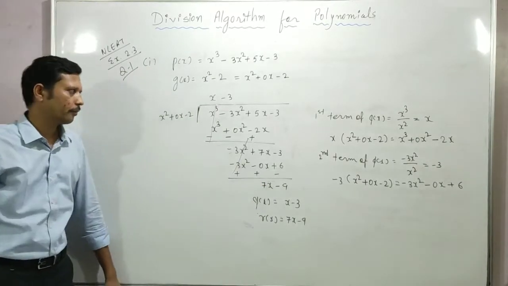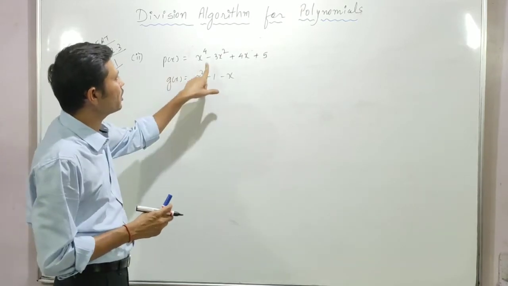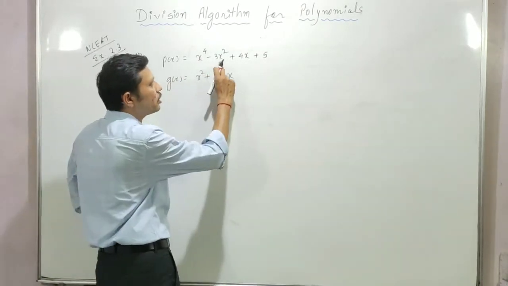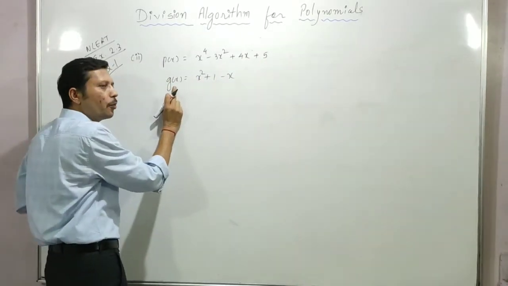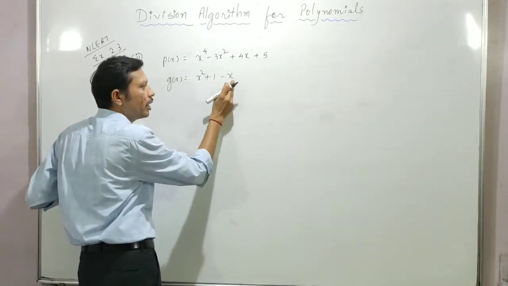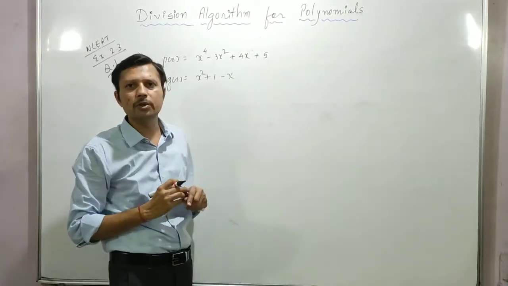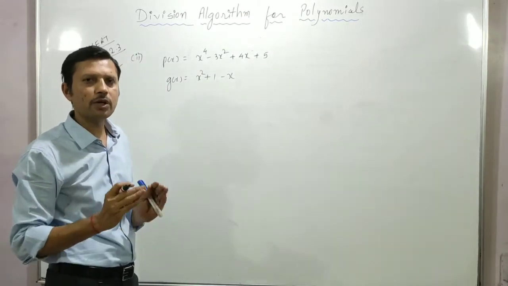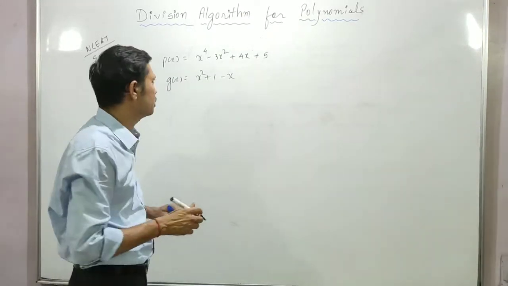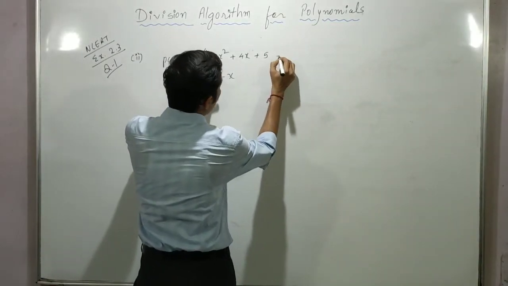Understood? Now let's take the second example. The dividend polynomial p of x is given as x to the power 4 minus 3x square plus 4x plus 5, and the divisor polynomial is given as x square plus 1 minus x. First we will arrange both polynomials in standard form. If any term is missing, we have to write down that term with 0 coefficient. So here x to the power 4 is the maximum power, so it's okay.